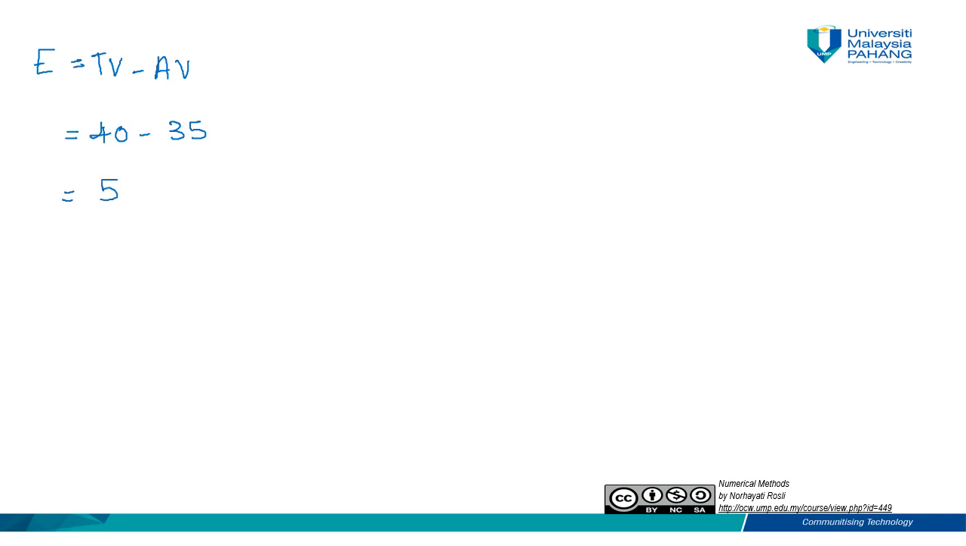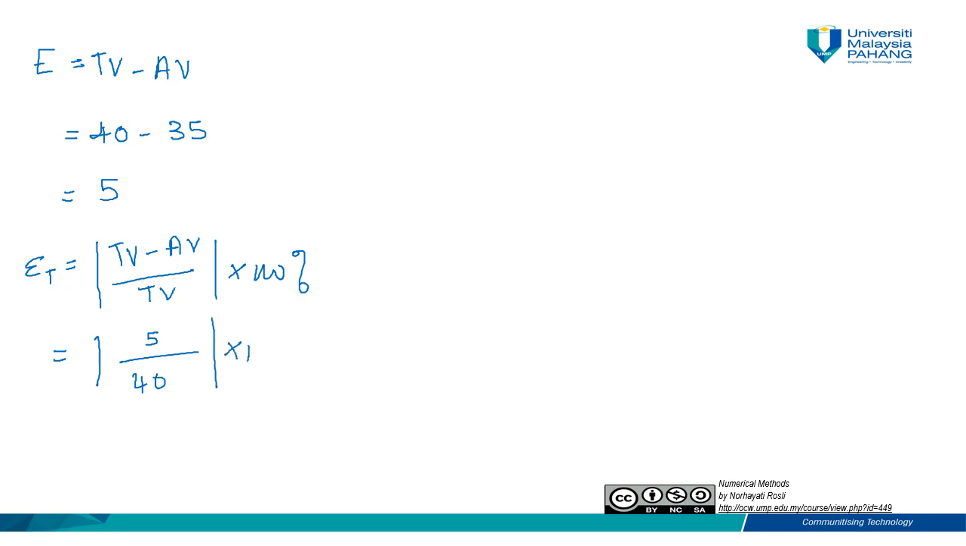And then we can also calculate the true percent relative error, epsilon t, where the formula is true value minus approximate value, divided by true value, multiplied with 100. We already have a value for this part: 5 meter divided by the true value, 40 meter, multiplied with 100. So the percentage is 12.5%.